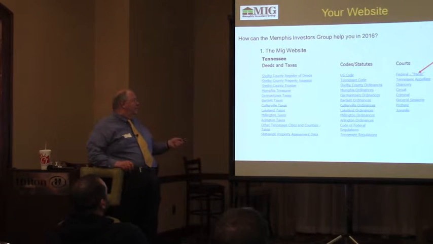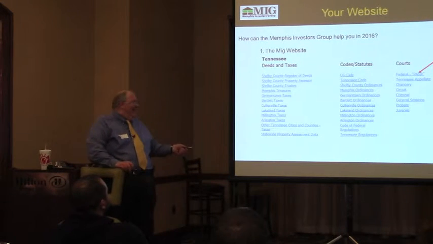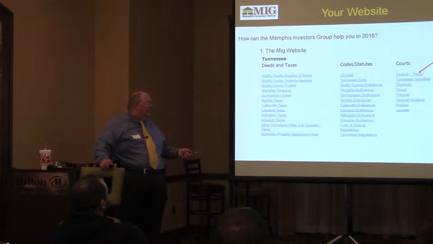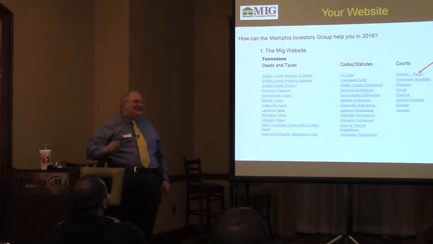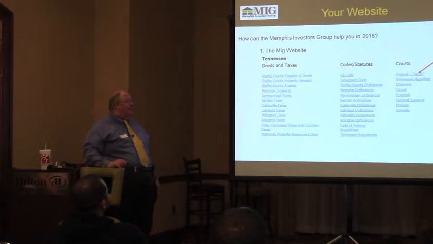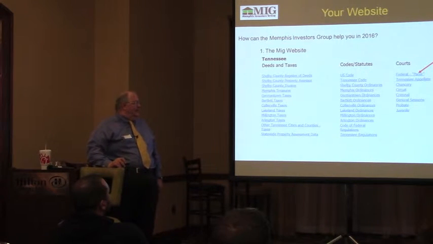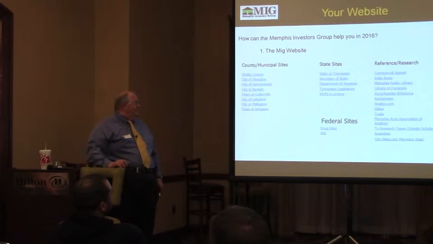Ordinances for all the different cities, links to the tax offices for all the different cities, even the entire state of Tennessee property assessor. You can go there, click on the county, and look up any piece of property in the state of Tennessee and see the tax records on that or the tax assessment on that. So tremendous information there. The United States Code, all kinds of things.